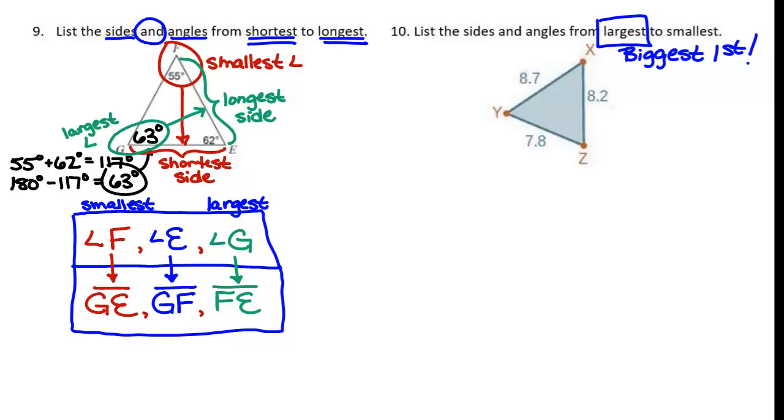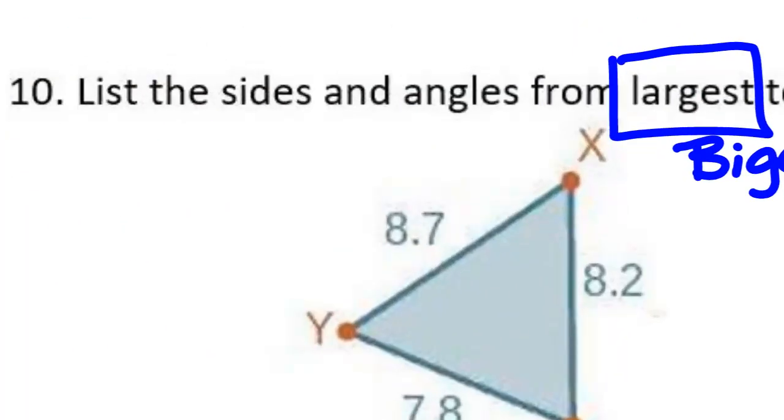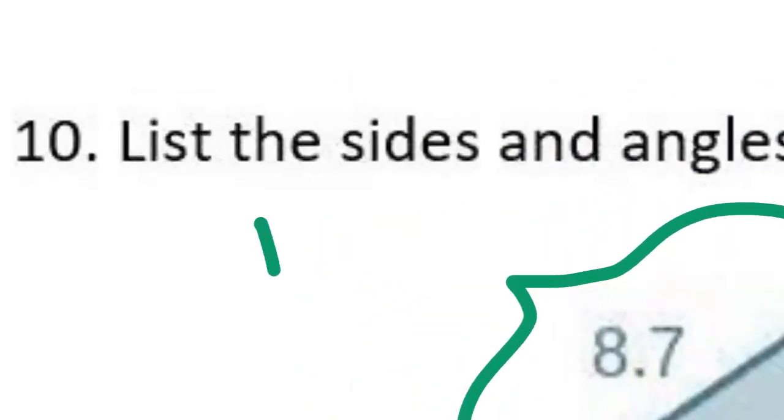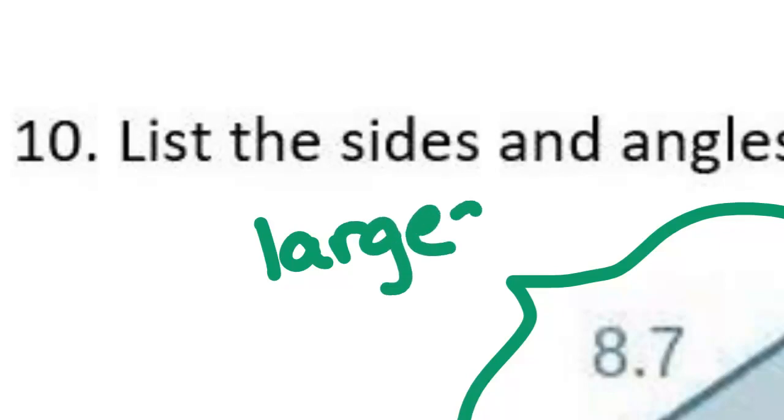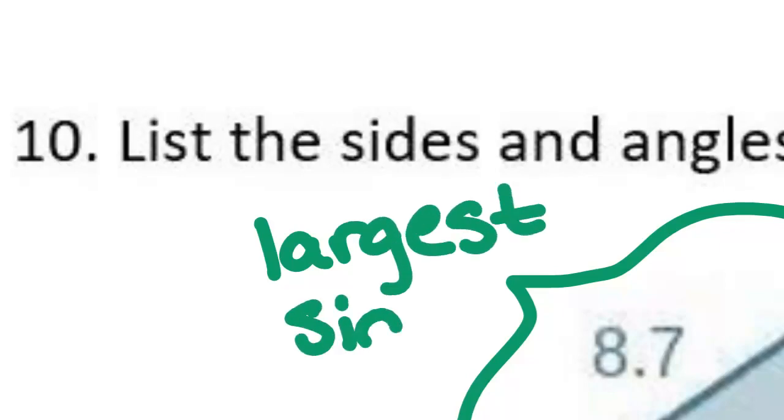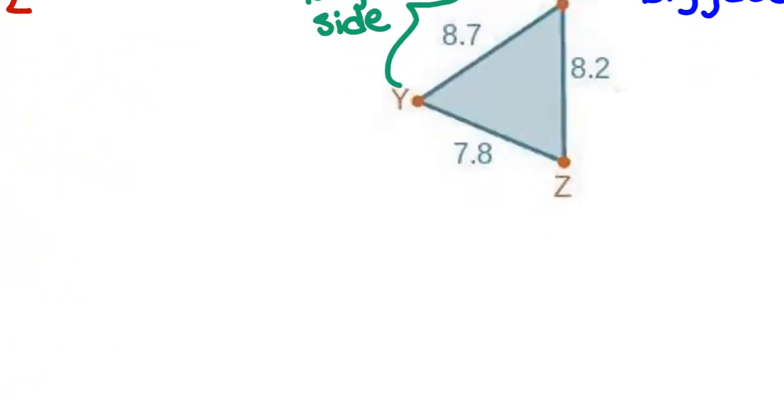Do you guys want to do sides or angles first? Sides. Why? Yeah, they gave us all the sides, so we should be able to pick out which is the biggest and which is the smallest. So what is our biggest side? XY or YX at 8.7. There's the largest side. So again, XY or YX. There's my largest.